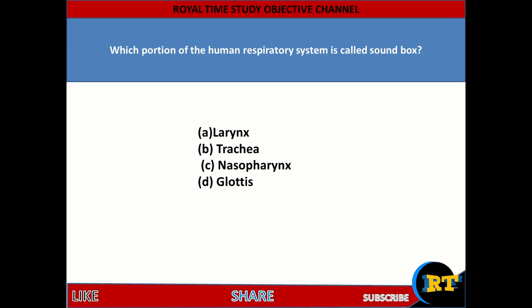Which portion of the human respiratory system is called sound box? Option number A, larynx. B, trachea. C, nasopharynx. D, glottis.